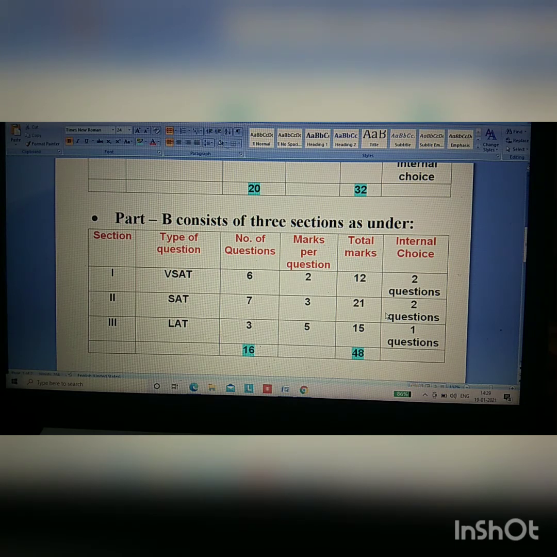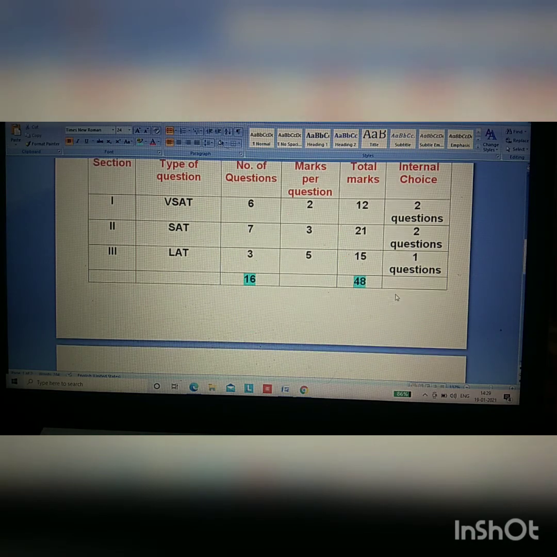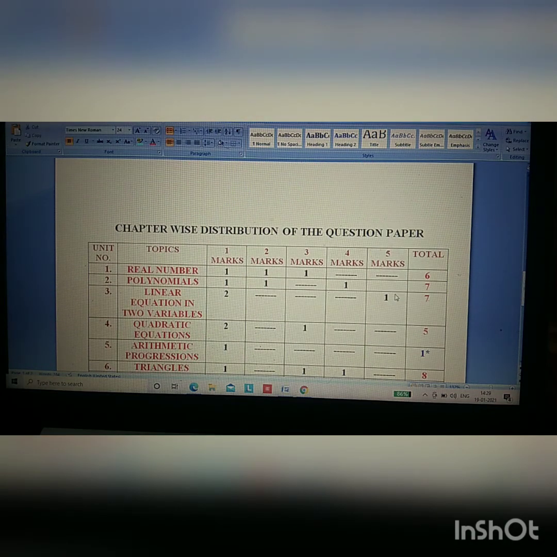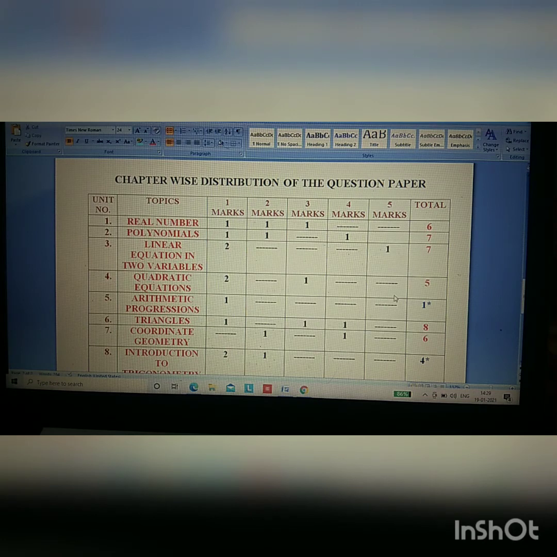Now let's have another look at a brief bifurcation of the paper, which is the chapter wise distribution of the question paper. Further, I am saying that this explanation is totally based on the sample paper released by the CBSE. And you know, when the CBSE releases the paper, more than 95% of the paper resembles the same pattern. The questions are different, but the pattern and the number of questions from each unit would be the same. So let's have a look.